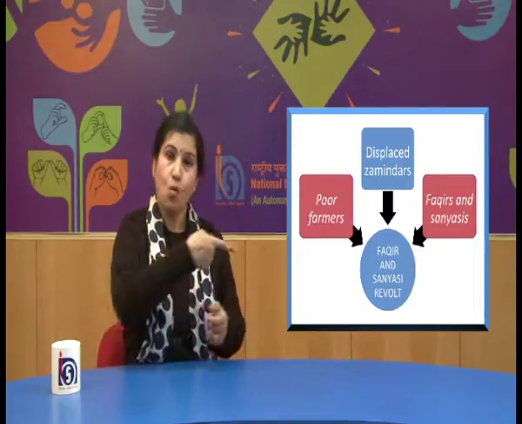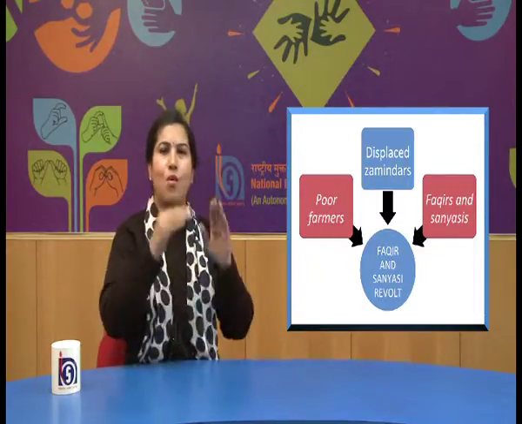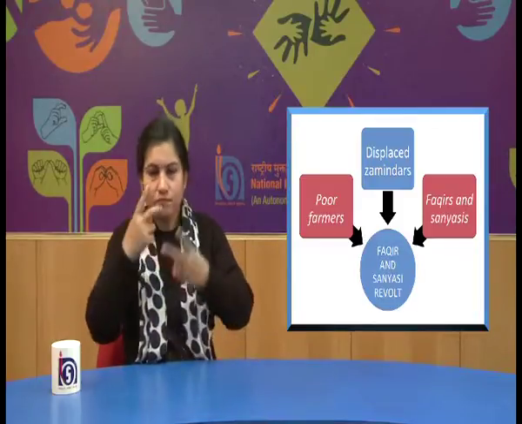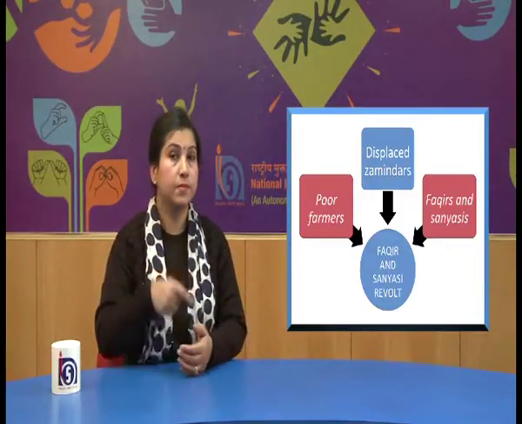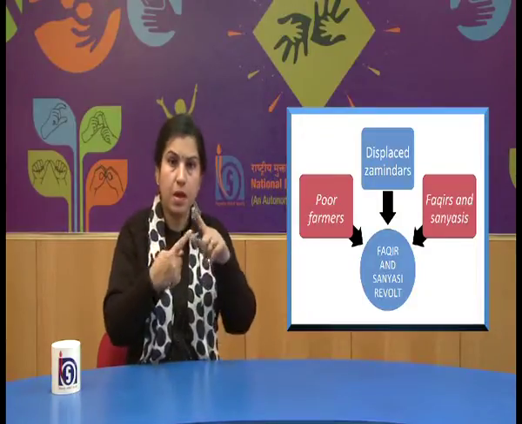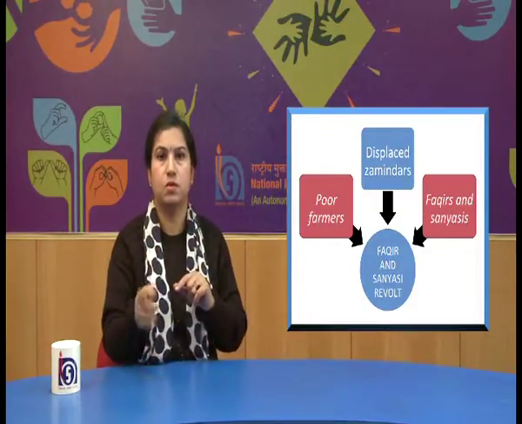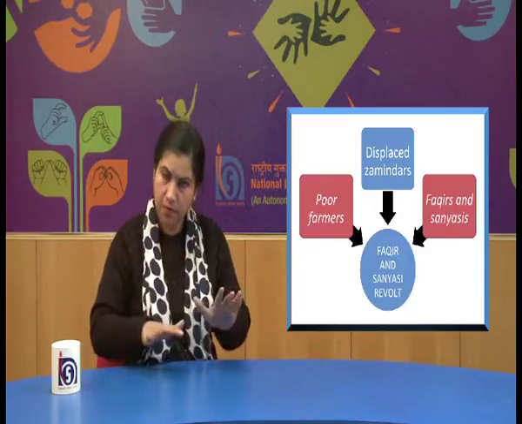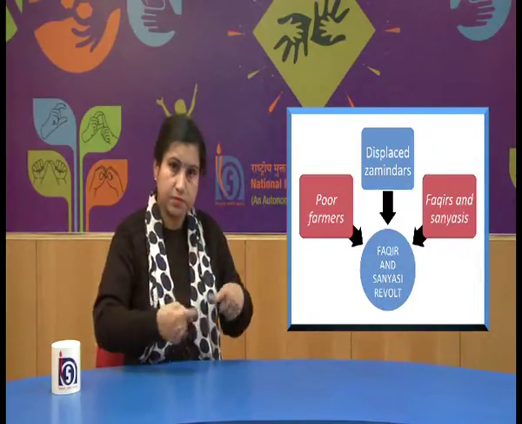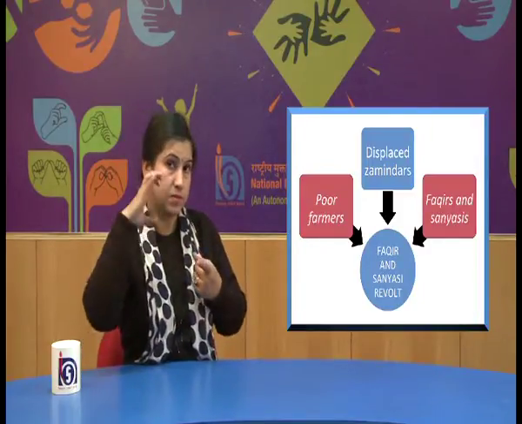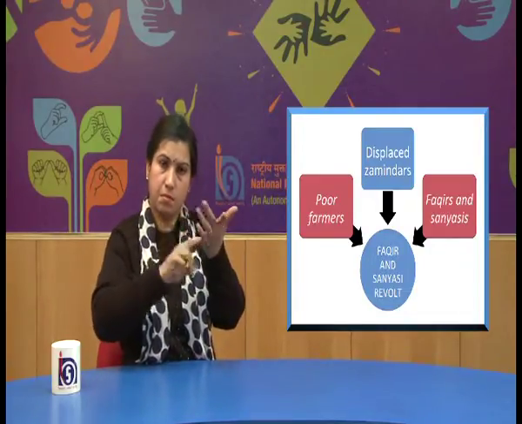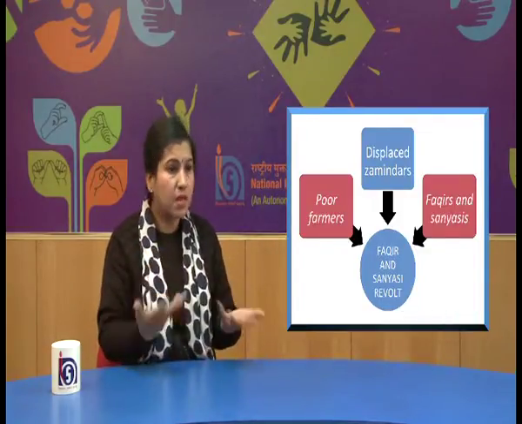The sannyasis were religious men who traveled from North India to places of worship in Bengal. These sannyasis were given a religious tax by the zamindar. However, due to crop failure and increased land tax by the British East India Company and famine that killed a big population of Bengal, the zamindars could not pay the taxes.